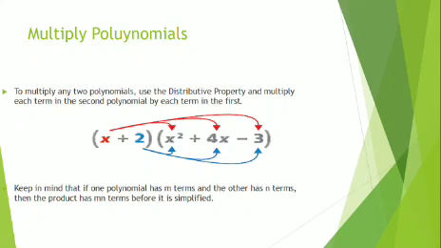Here, we are multiplying two polynomials together. Also, we'll use the distributive property. We'll start multiplying each term of the first polynomial with each term in the second. So, first, we'll multiply x times x squared, it will be x cubed. X times 4x, it will be 4x squared. And x times negative 3, it will be negative 3x. Now we'll start with 2. 2 times x squared, it will be 2x squared. 2 times 4x, it will be 8x. And 2 times negative 3, it will be negative 6.